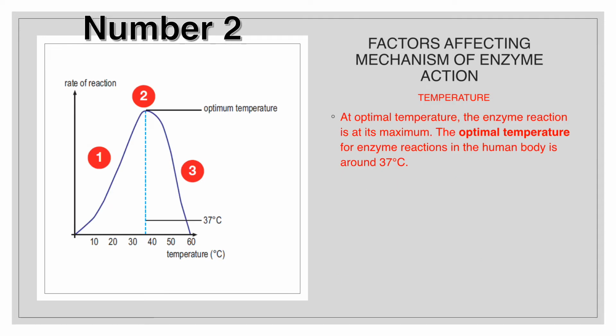Now, we look at number 2 in the graph. It shows the peak of the graph. It means it is the optimum temperature. At optimal temperature, the enzyme reaction is at its maximum. The optimal temperature for enzyme reactions in the human body is around 37 degrees Celsius, as you can check in the graph.